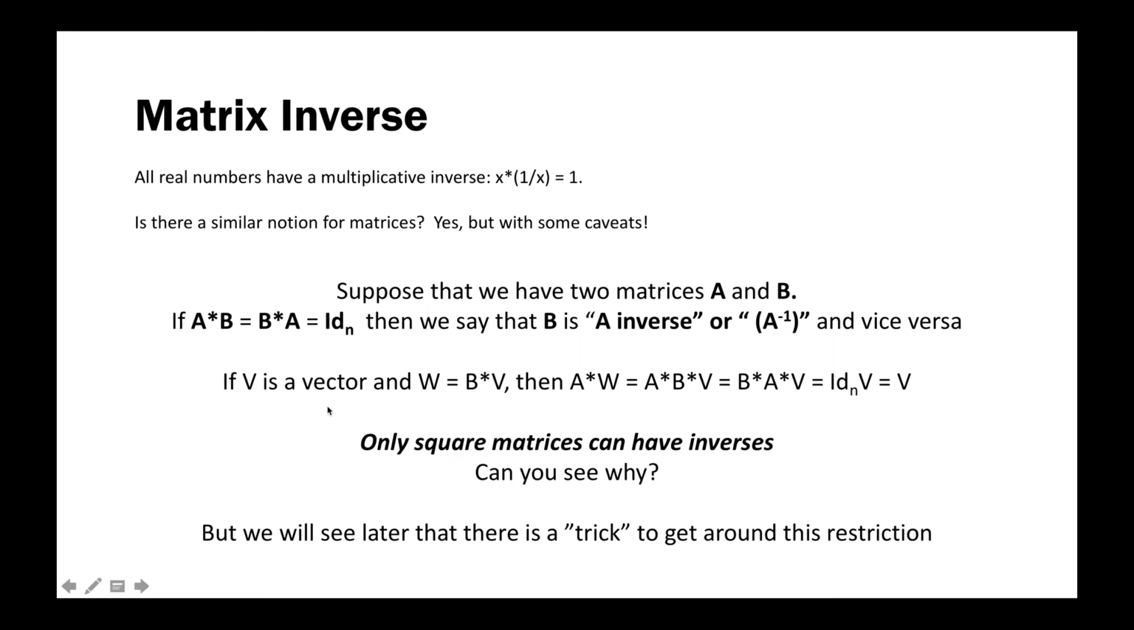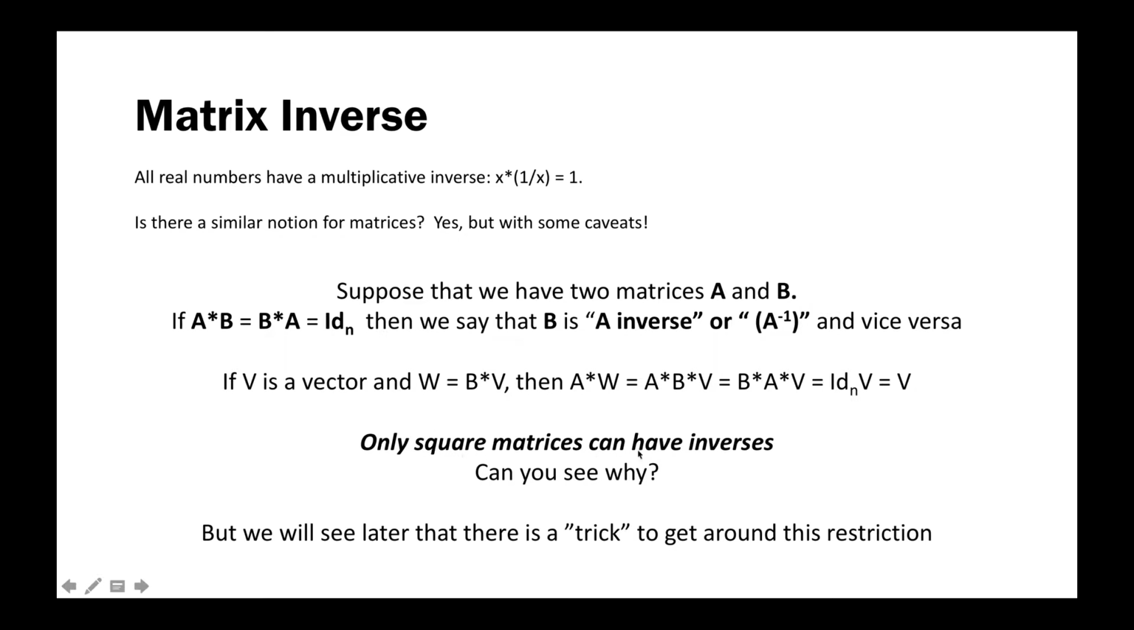If V is a vector, and W is B times V, then A times W would be A times B times V, which is B times A times V, because the inverse exists. I'm postulating that the inverse exists. So it would be identity matrix times V, which just gives me V again. So in a sense, A undoes the transformation that B did. B turns my V vector into W. A turns my W vector back into V. That's what it means to have an inverse.